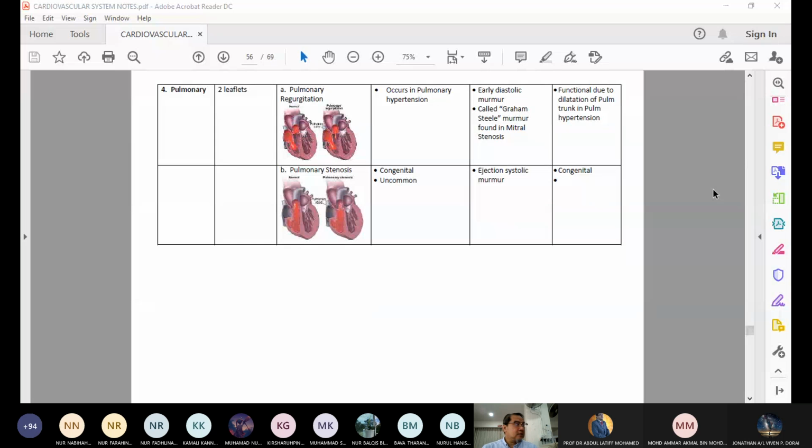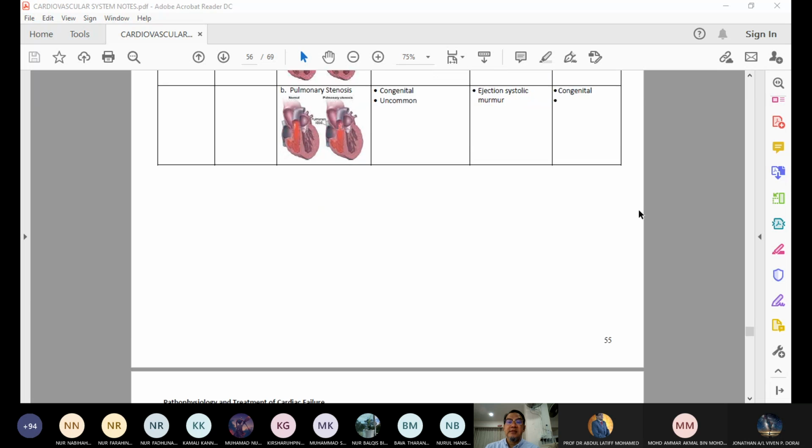I also included a condition called pulmonary stenosis and regurgitation. Okay. I don't want you to concentrate too much on this condition because it is uncommon. Inshallah, we will not ask this in examination. This is just for your reading. Okay, can you move to the next page, please?